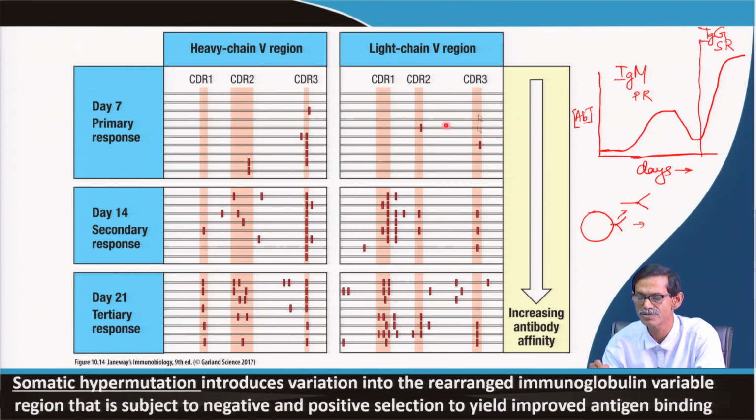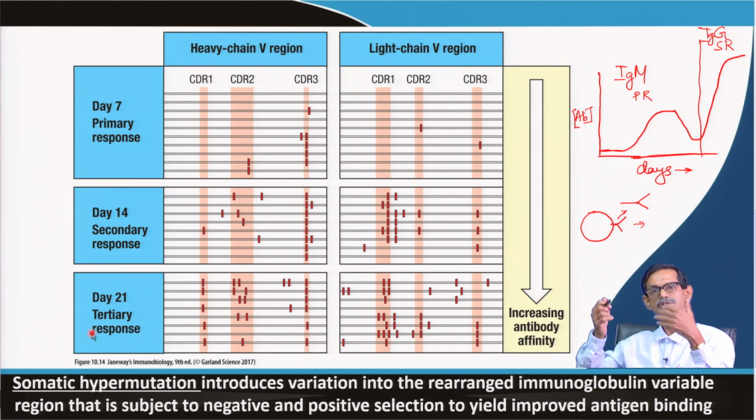In light chain there is almost no mutation, and in heavy chain there are few mutations, but mostly they are present in CDR3. Okay. In the day 14 secondary response, you see the number of mutations is increased, and most of the mutations are in this shadow region or CDR region, CDR1, CDR2 and CDR3. Most of the mutations are within this CDR region, and if you go to day 21, the tertiary response or further infection, the mutation is much higher.